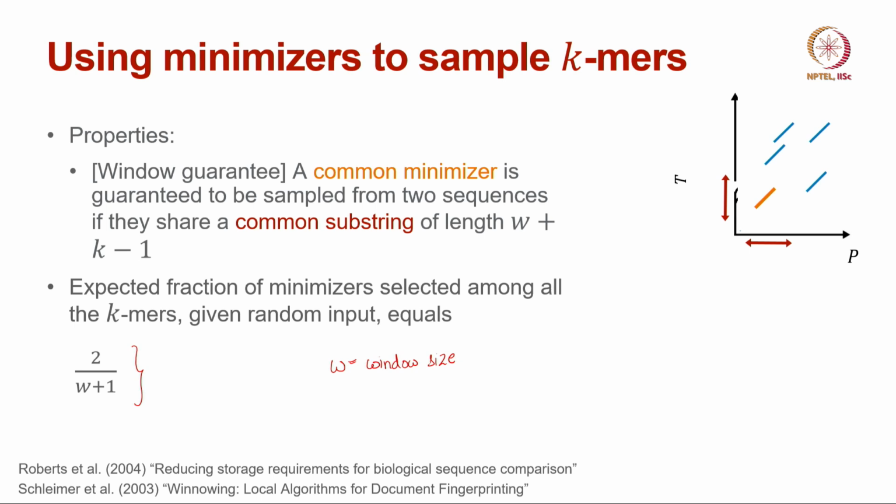But from a practical perspective, what you can see here is that we can control the sampling rate by selecting an appropriate value of w. For example, the commonly used values of w are 20 to 100, and with these values you easily see that we are getting a very good sampling ratio. With a value of 100, that means that in expectation we are going to sample 1 by 50 of all the k-mers that are present.